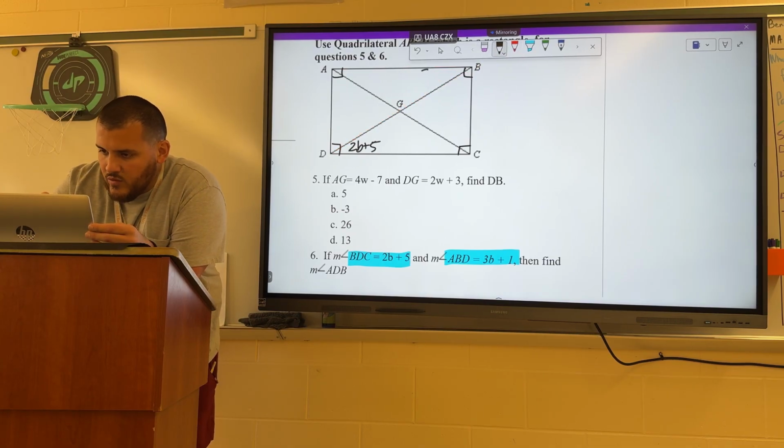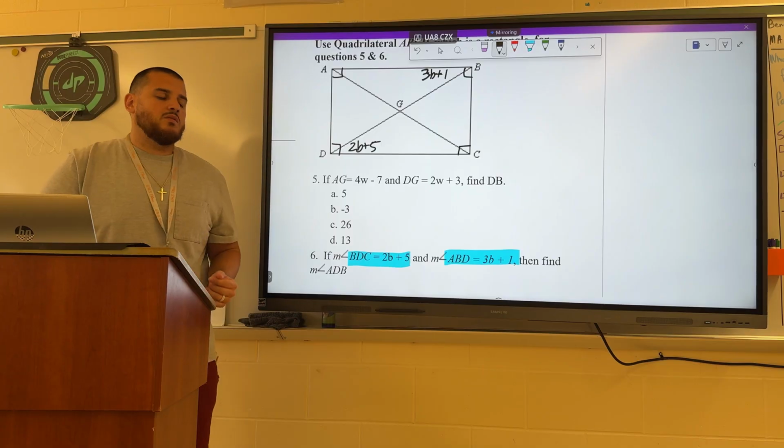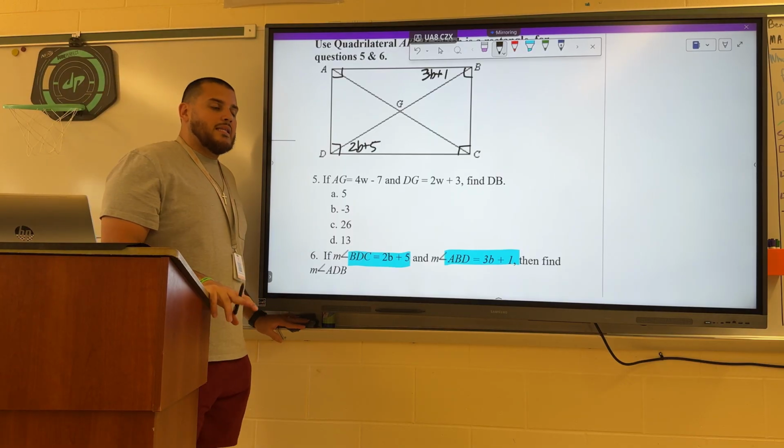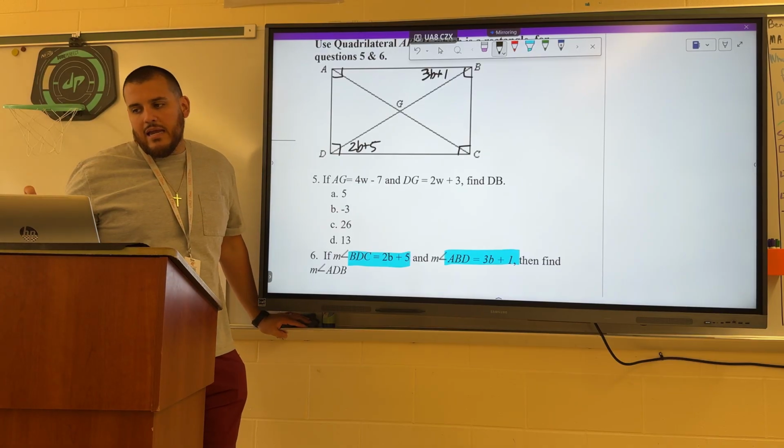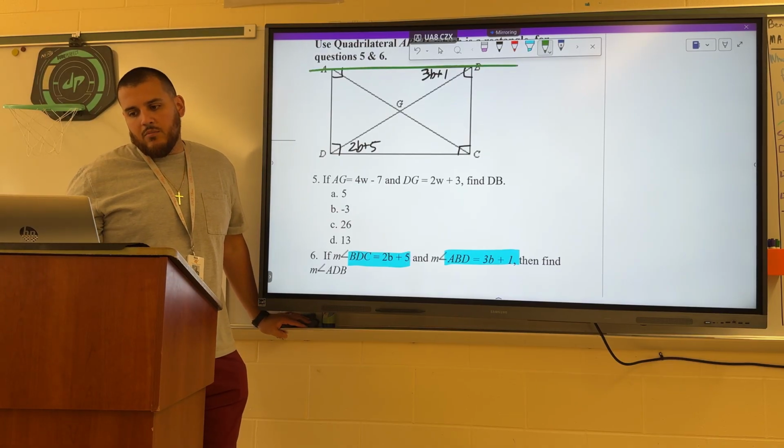And before we continue on with anything, we need to recognize something that's a property of a parallelogram. In parallelograms, we have opposite sides that are parallel, meaning that when diagonals are present, we're going to have alternate interior angles. I'm going to try to highlight them here for you.